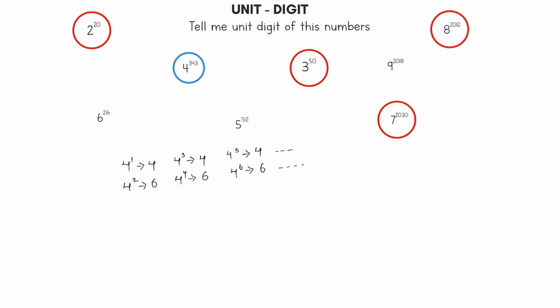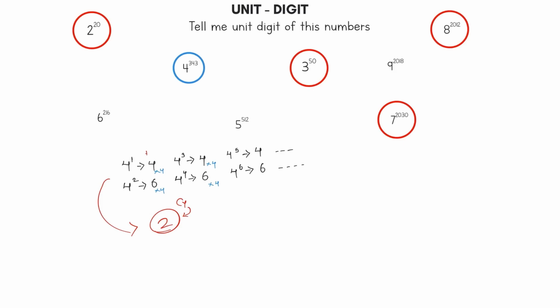Okay, if you check it, it's simple. 4 into 4, 16. 6 4s are 24, 4 here. 4 4s are 16, 6 here. 6 4s are 24, unit digit 4 here. So what do I understand from this? This 4 has a cyclicity of 2, which means after every 2 power the unit digit gets repeated.